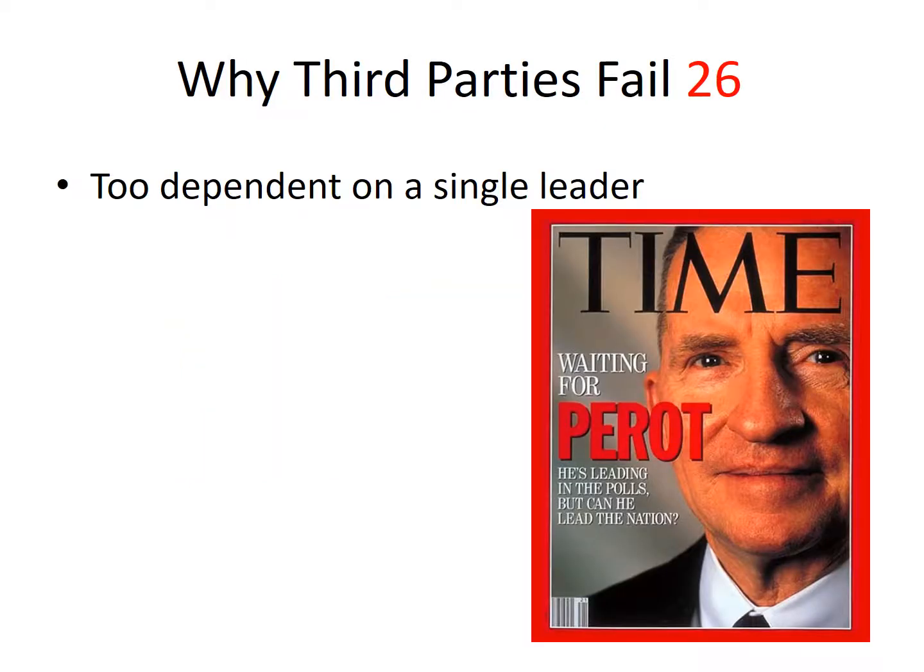But third parties tend to not have much success in the United States. Why is that? Here are some of the reasons for that. They're too dependent on a single leader. So when Perot got out of politics, his party pretty much collapsed, the People for the American Way.